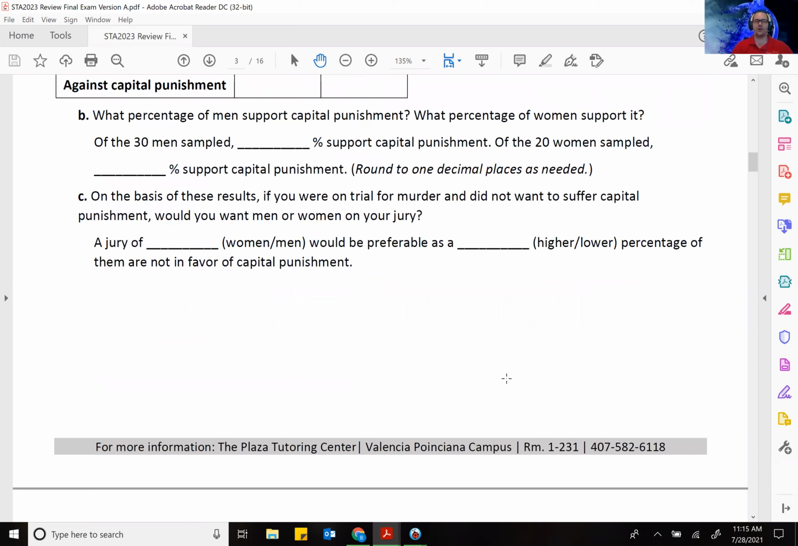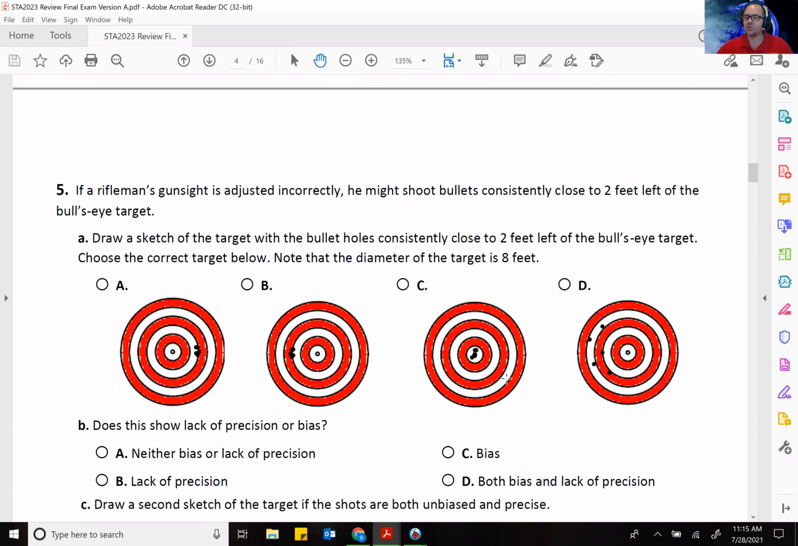See, not so bad. We're already at question number 5. Question number 5 and question number 6 are actually the same question. So if you get question number 5 right, I hope that you can get question number 6 right. Number 6 isn't the same as number 5 on this. I know, but when you get into the exam, I'm telling you right now, at least for the Poinciana students, they're the same question.